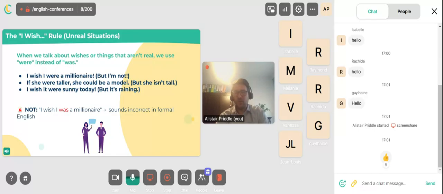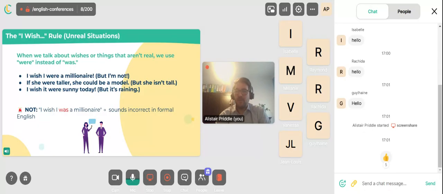If she were taller, she could be a model, but she isn't tall. If she were taller, she could be a model. I wish it were sunny today, but it's raining. I wish it were sunny today.